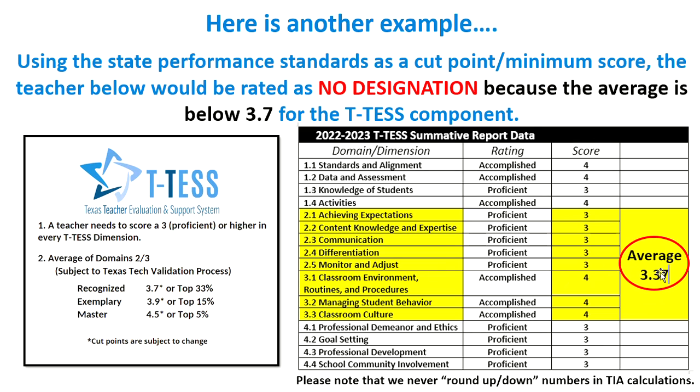Because the average was a 3.37, this teacher's score would be known as no designation because the average is below a 3.7 for the T-TESS component. Remember that you must meet the minimum cut point or state performance standard in order to get a designation. And for T-TESS, the minimum is a 3.7.